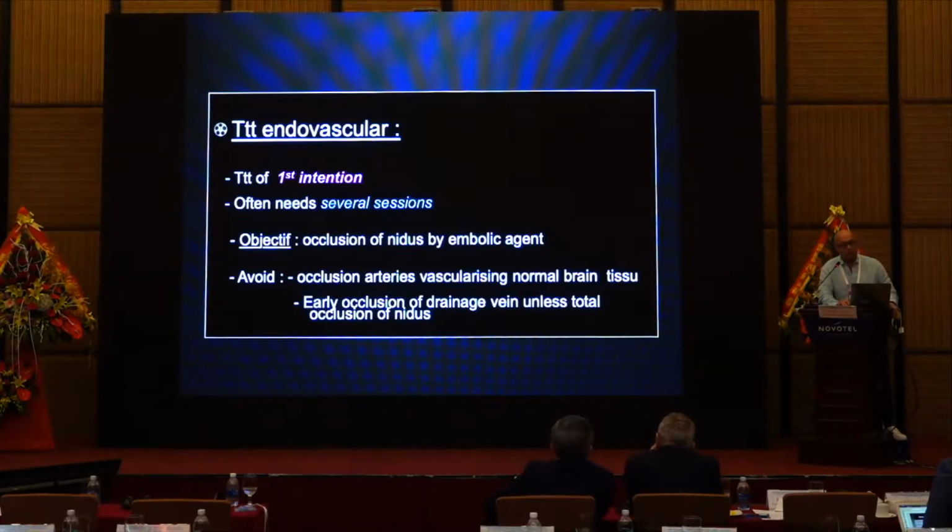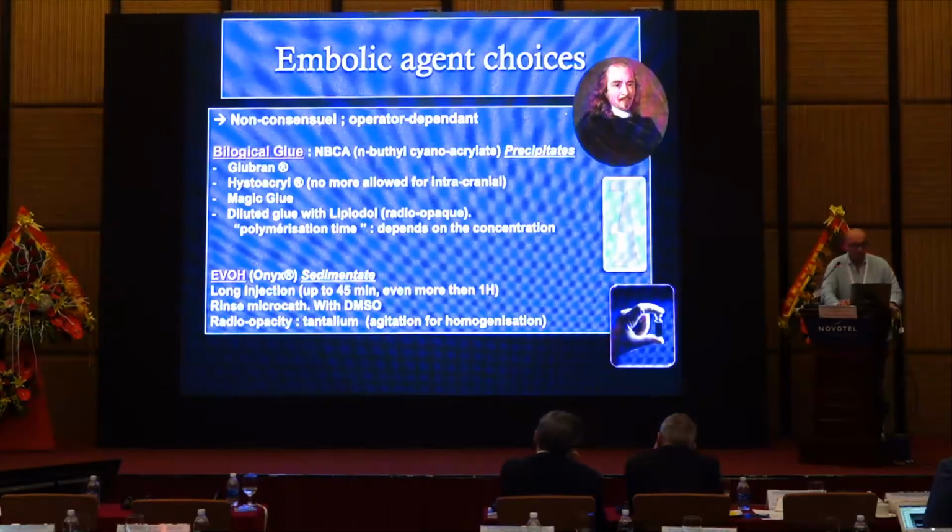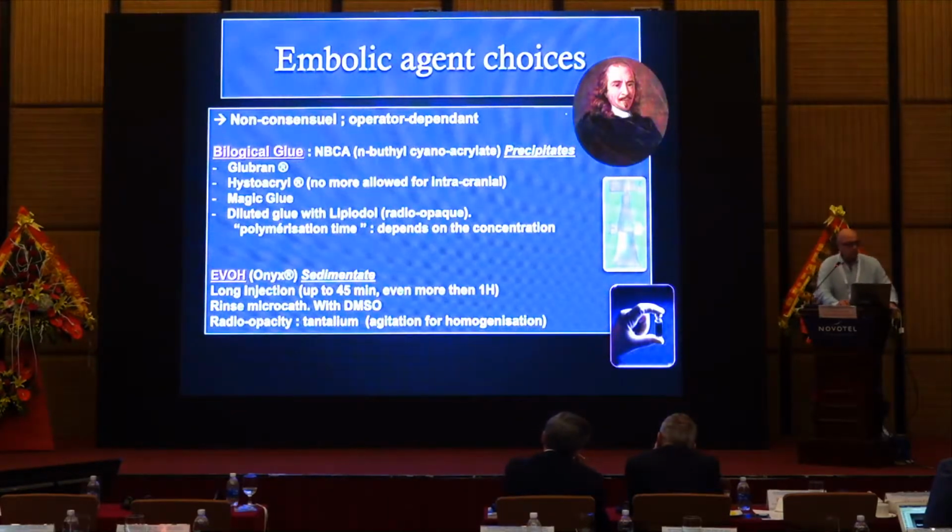This embolic agent can be either glue or non-glue. It's EVOH. It means that you can have Onyx, you can have Phil, you can have Squid. These are a completely separate entity of embolic agent. You have to avoid having the embolic material inside the vein, because you will increase the probability of bleeding of the AVM. Concerning the embolic agent, you have, as I said, either the biological glue, the NBCA.